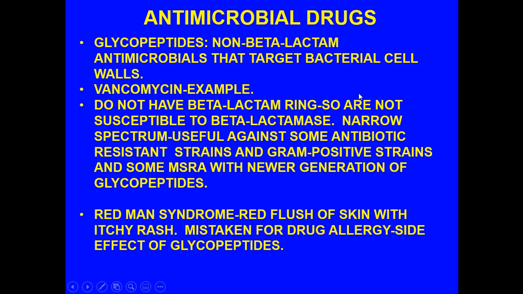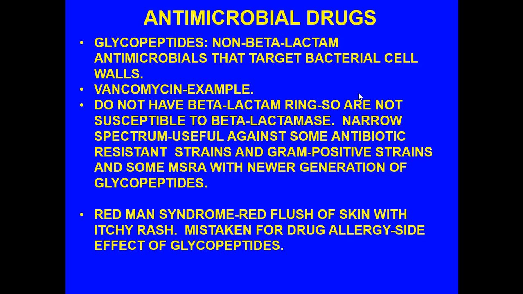Now, glycopeptides, these are non-beta-lactam. So they lack the beta-lactam ring, but these are antimicrobials that target bacterial cell walls. An example, vancomycin. Now, you do not have beta-lactam rings, so you're not susceptible to beta-lactamase. Great. Some of these drugs, though, are narrow spectrum. They're useful against some antibiotic-resistant strains and some gram-positive strains, and some MRSA with newer generations of the glycopeptides.